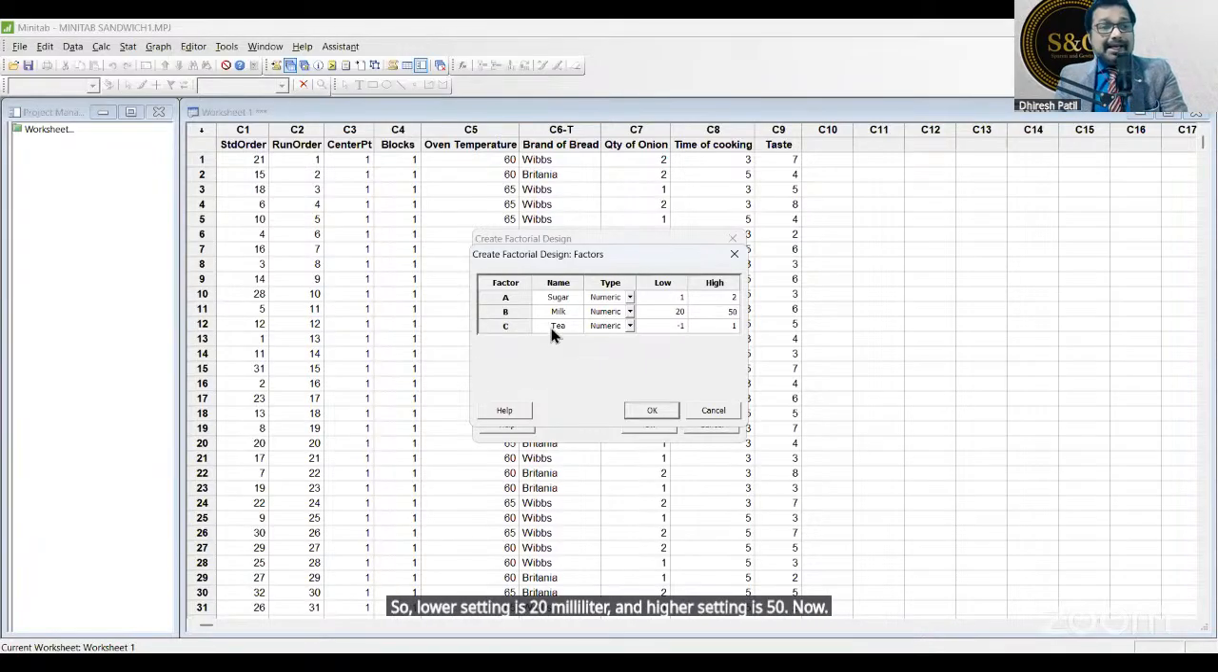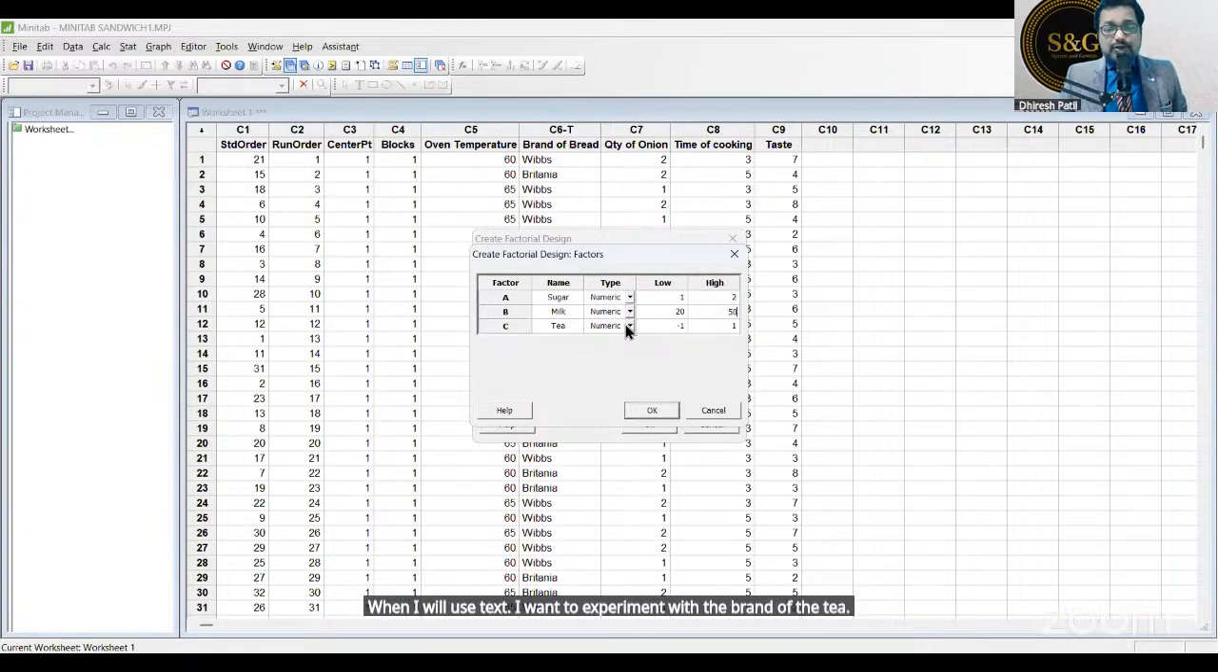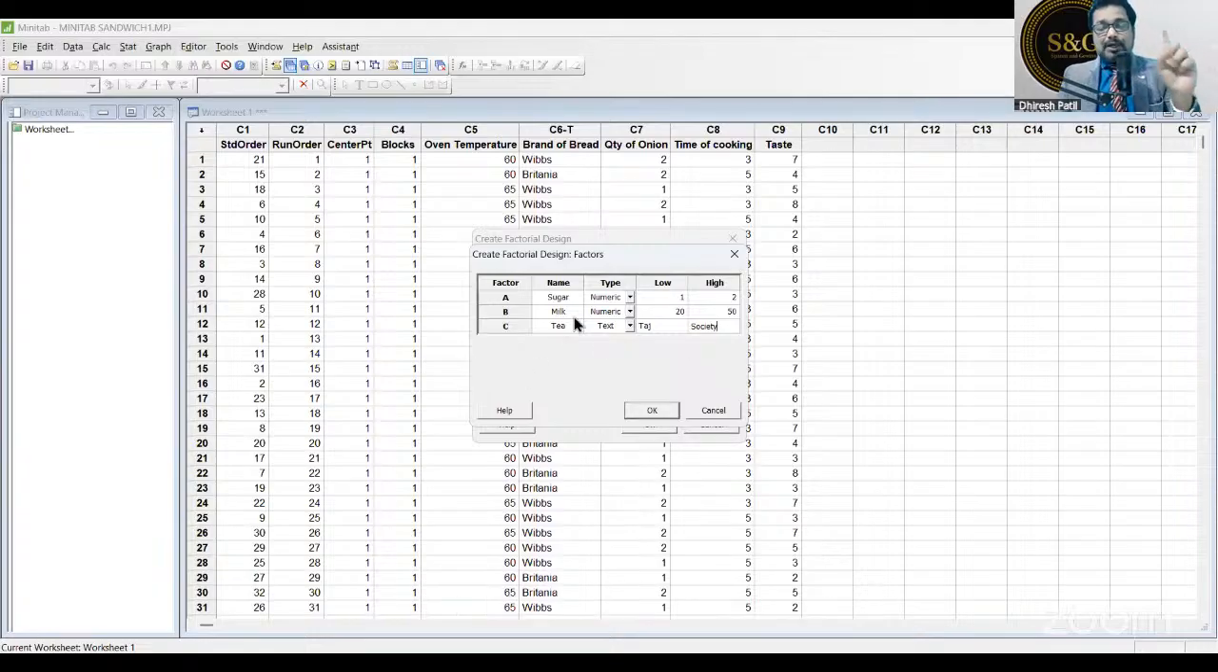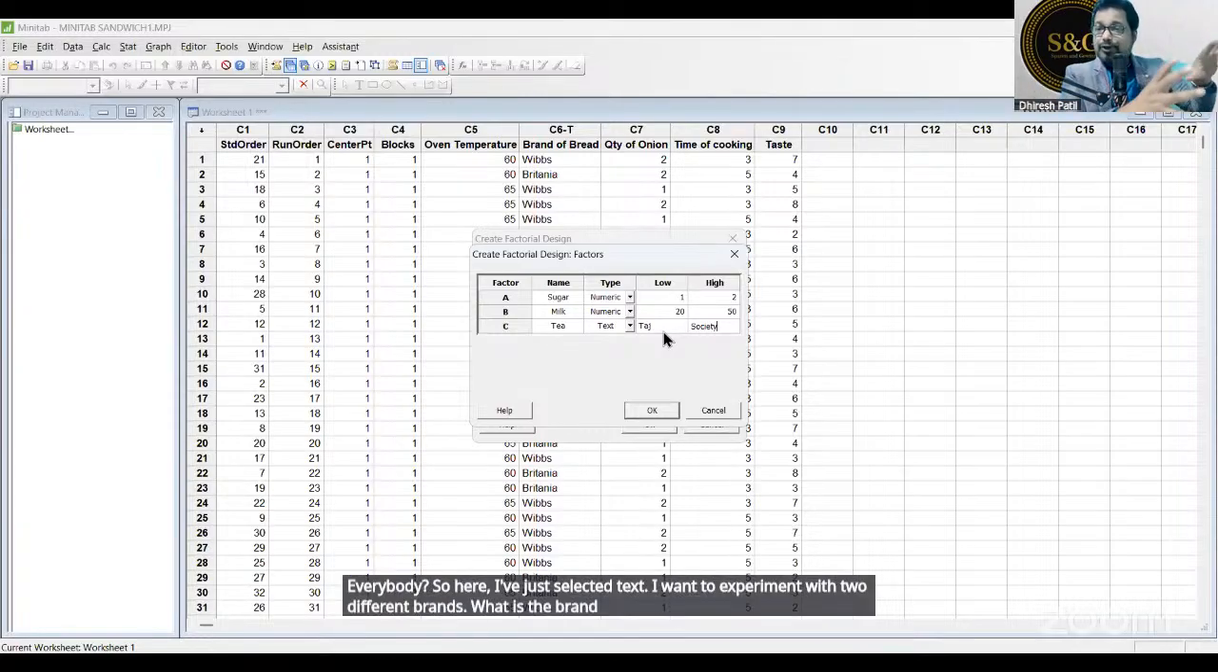Now tea. Here I can use both numeric as well as text. When I use text, I want to experiment with the brand of the tea. So here I'm just giving the text here. I want to experiment with brand. I want to experiment with, let's say, Taj Mahal tea. So I will type Taj, and I want to experiment with Society tea. So I will write Society here. Everybody? So here I've just selected text. I want to experiment with two different brands. What impact is the brand making on the taste of the tea?